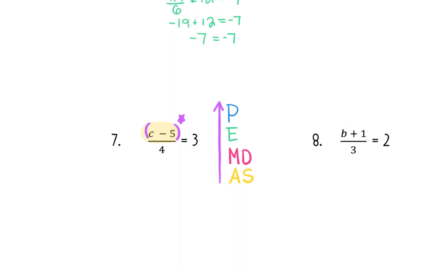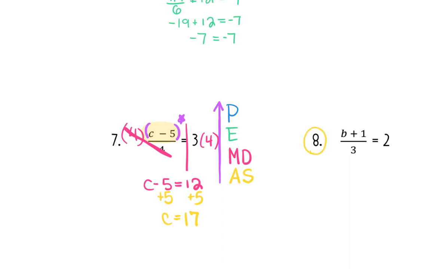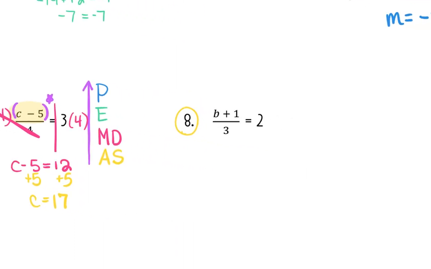So we are going to multiply both sides of this equation by 4. That's going to cancel out these 4's on this side. We're going to get C minus 5 is equal to 12. From here, we can then add 5 to both sides to get C is equal to 17. So go ahead and try number 8 on your own.